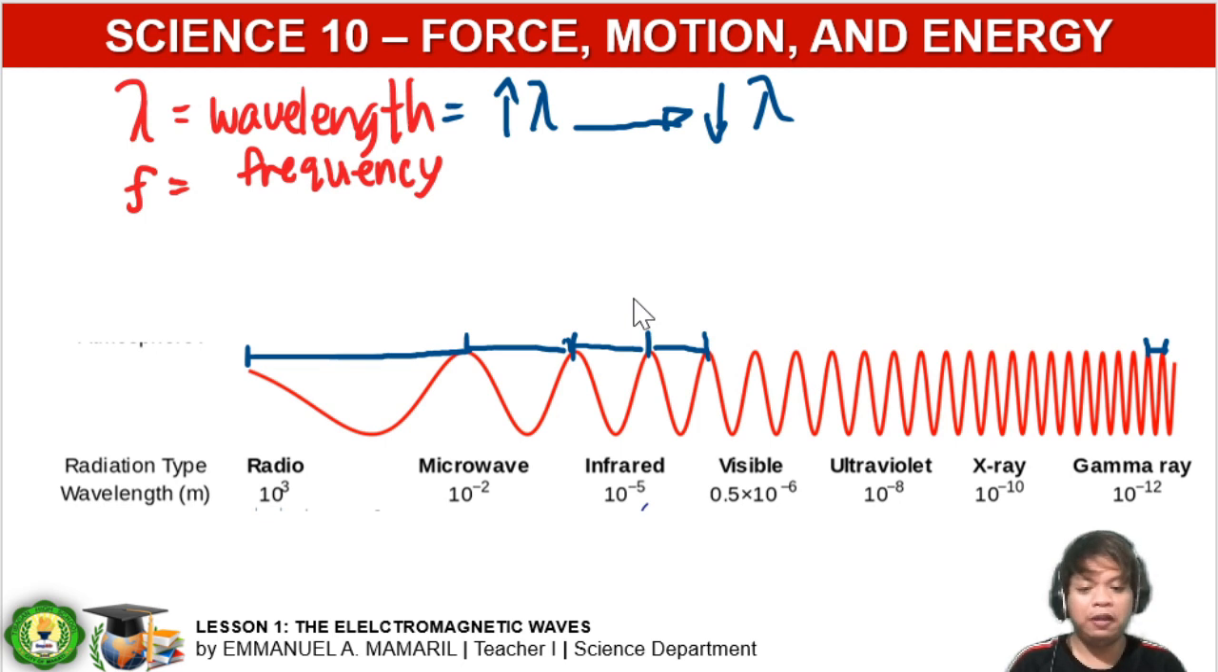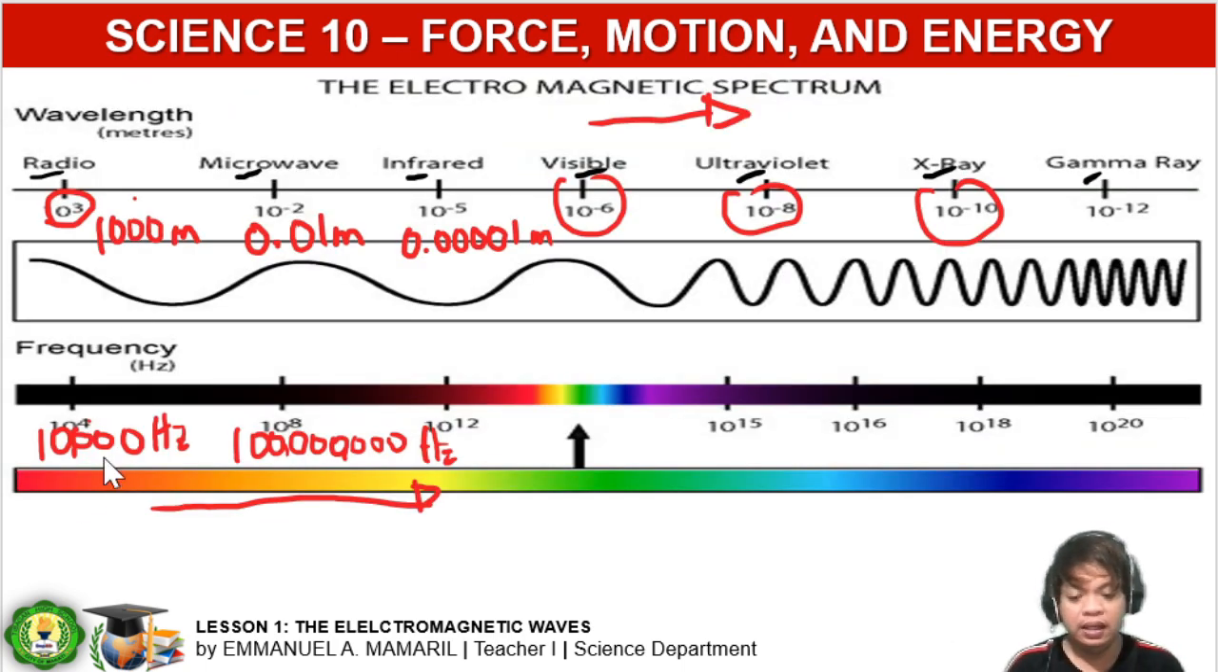Now, let us talk about the frequency. For the frequency, guys, let's start again with the radio wave. So you can say that the frequency, or the number of waves that is passing through an area at a given point of time, for radio wave is lower, no? So lower ang frequency ng radio wave. As you can see here in this image, 10,000 hertz lang. But as you go to the right, naging 100 million siya, tapos naging 10 exponent 12, 10 exponent 15, hanggang 10 exponent 20.